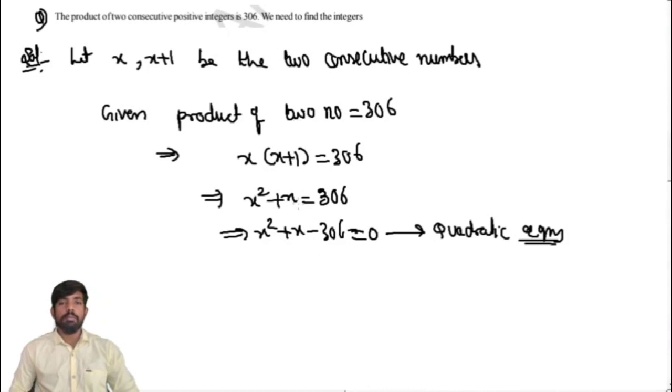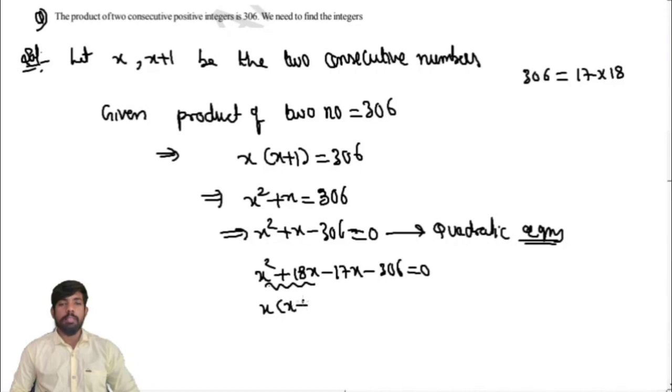See, if you want to solve this problem, 306 is there, right? 306 can be written as 17 into 18. If I subtract 18 minus 17 you will get 1, right? So x square plus 18x minus 17x minus 306 equals 0. So from here take common x plus 18 minus 17, take common x plus 18 equals 0.